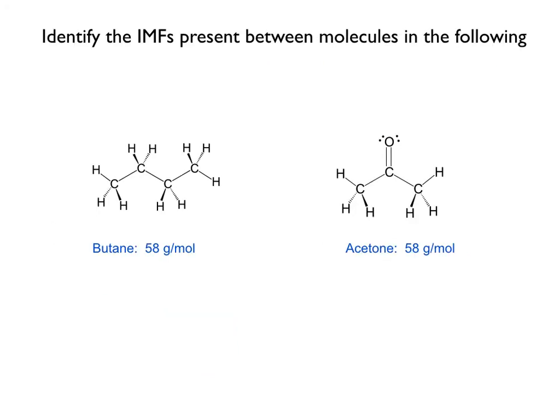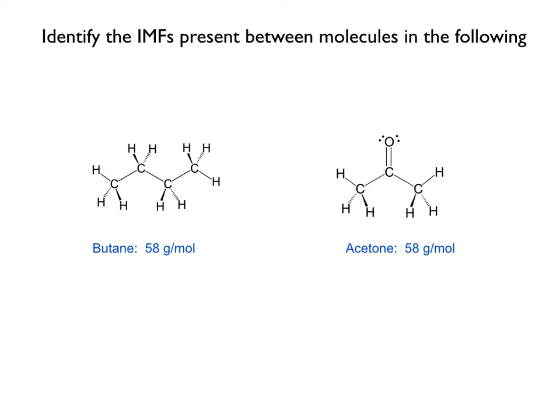Now that we know the definitions of the types of IMFs, what we should be able to do is identify what IMFs would be present in a pure substance given the Lewis structure. So here we have two Lewis structures, butane and acetone, and we should be able to say which of those three IMFs are present in each of these molecules.